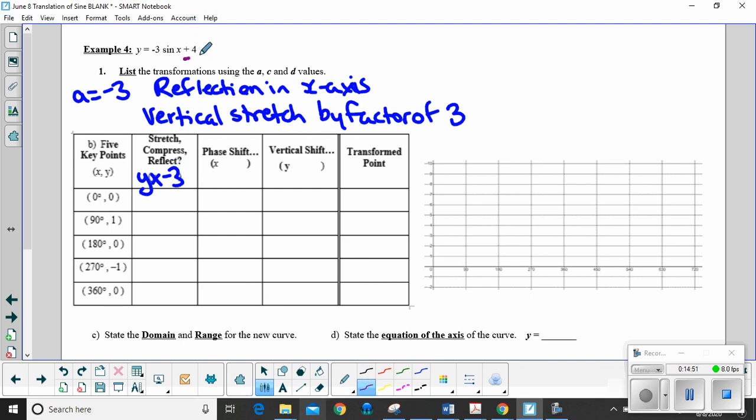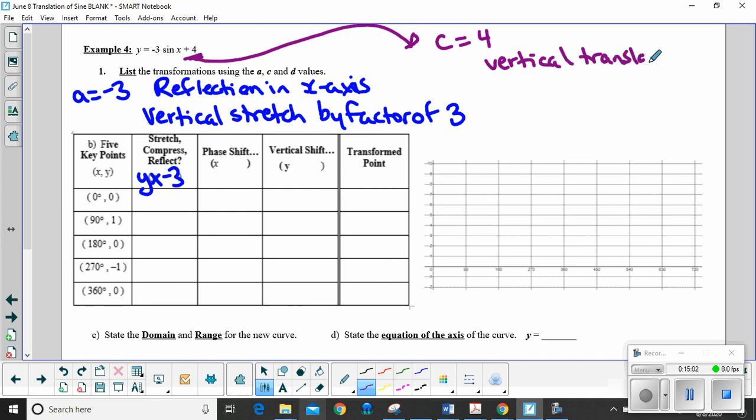I do have this plus 4 on the outside here, so that's my c value. So c value is 4, which means I now have a vertical translation, and we're going to go up 4. So I'm not doing anything to my x's, but after I've multiplied it, order of operations, I'm then going to add 4 to my y. And that's my new y. New y is going to get plus 4. So you have to multiply first, and then you can add.